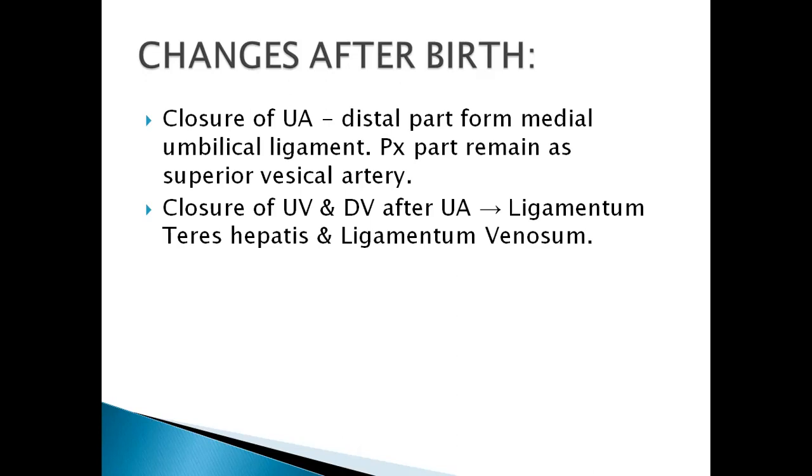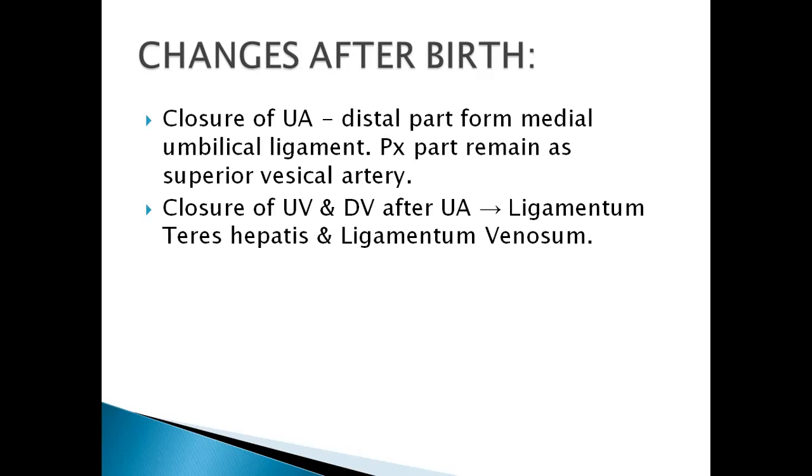So this closure happens. The blood from the placenta may enter the newborn for some time after birth. After obliteration, the umbilical vein forms the ligamentum teres hepatis, or you can say round ligament of liver, in the lower margin of the falciform ligament. The falciform ligament is an important ligament of liver.